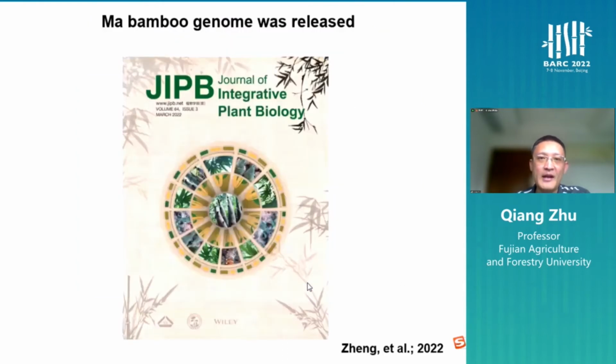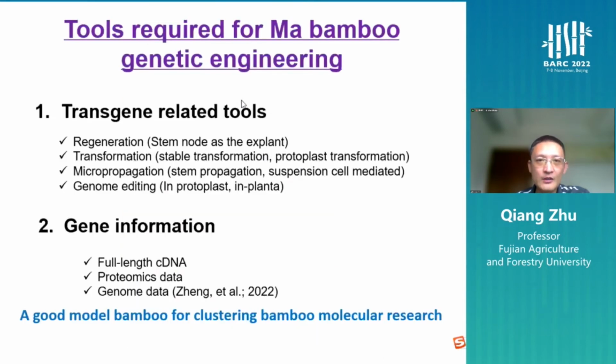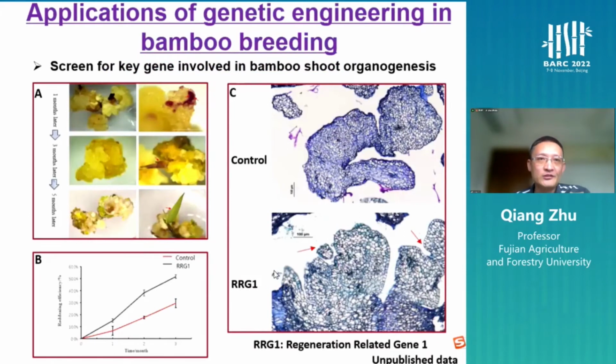Very recently, 2 of my colleagues in my university, Professor Gu Lianfeng and Professor Zheng Yushan, just released the bamboo genome. So with this bamboo species, we have the transgene tools, including the regeneration, transformation, micropropagation, and genome editing tools, as well as the gene information tools, which makes it a good model plant for bamboo molecular research. So with these tools, we can step forward our research. I will show several examples that are still ongoing in my lab.